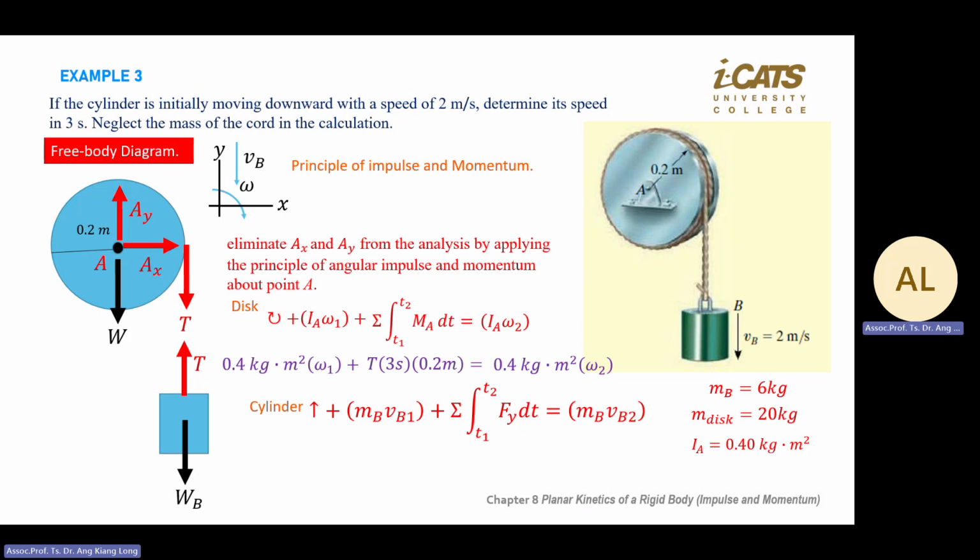Then you find the moment on the disk. Moment, how to find? Force multiplied by perpendicular distance. So T multiplied by 0.2. Just now on my slides, example 2, there's a missing radius in my answer. I is 0.4, and omega 2 you don't know, just leave it there.